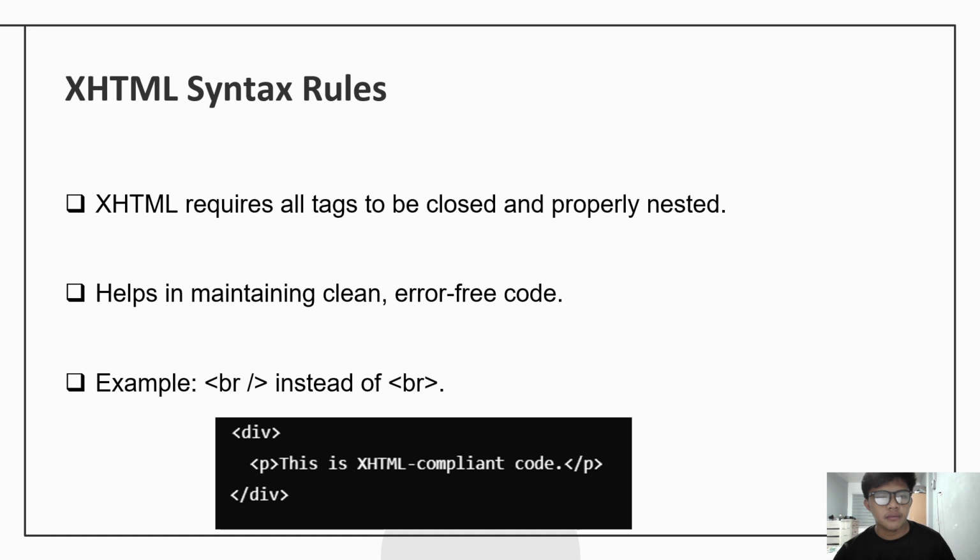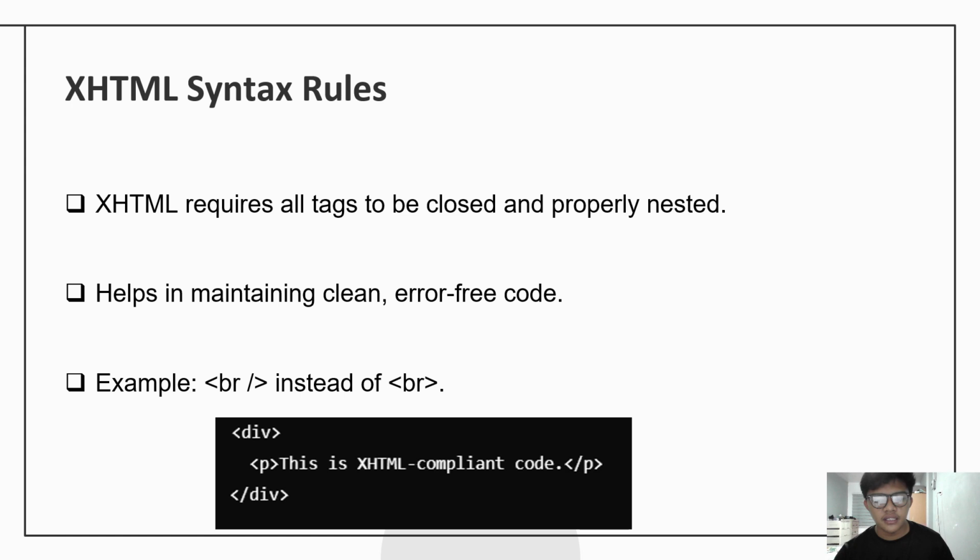So XHTML syntax rules. So first is XHTML requires all tags to be closed and properly nested. So XHTML has stricter rules than HTML. So all elements must have a closing tag and they must be nested correctly. This helps to ensure clean, well-formed code. Next is it helps in maintaining clean and error-free code.